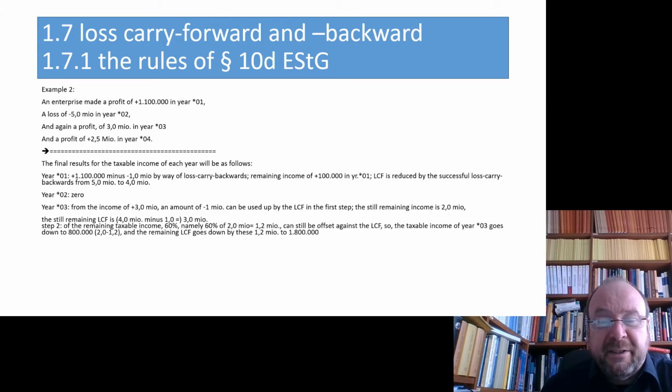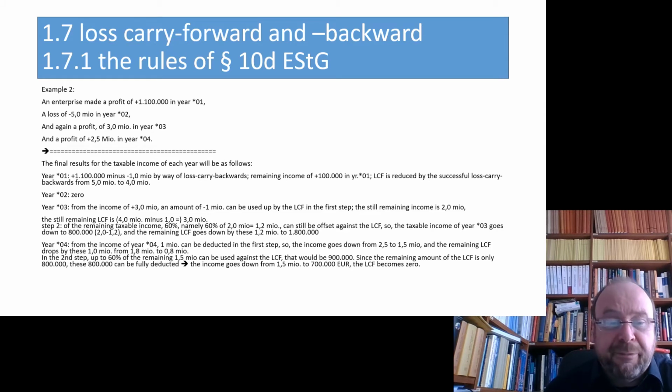So the taxable income of year three goes down to 800,000. 2 million were left over after step one. 1.2 million are deducted, so 800,000 is left over. The loss carry forward: after step 1, we had 3 million left. Now 1.2 million are used up. So the remaining LCF is now 1.8 million.